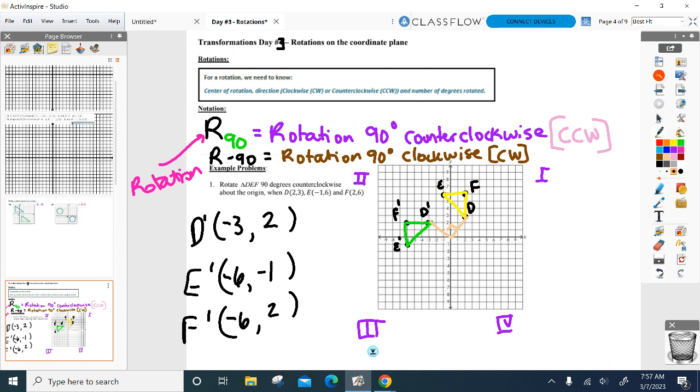Real quick, 90, right? 180 is upside down, 270 is a three-quarter turn. That's it for you guys: 90, 180, 270. And again, it may be negative. So instead I turn my paper to the right if I go clockwise. Any questions?